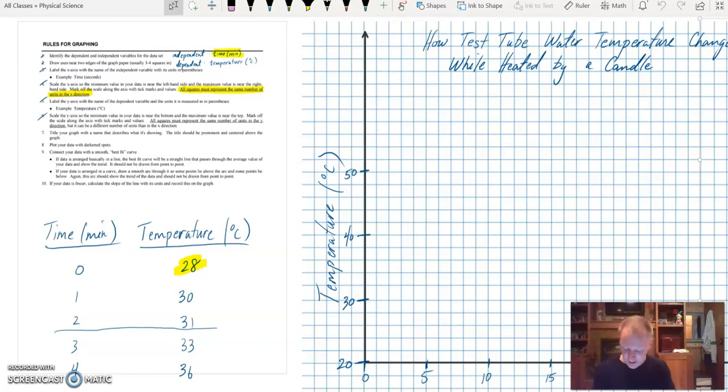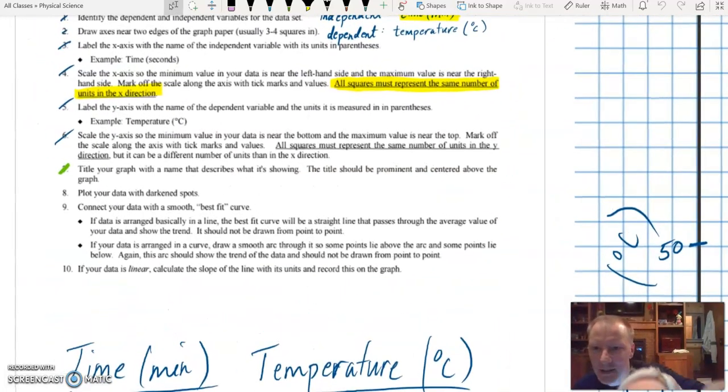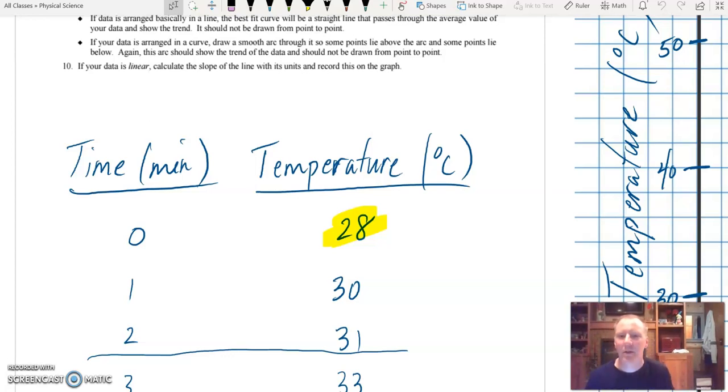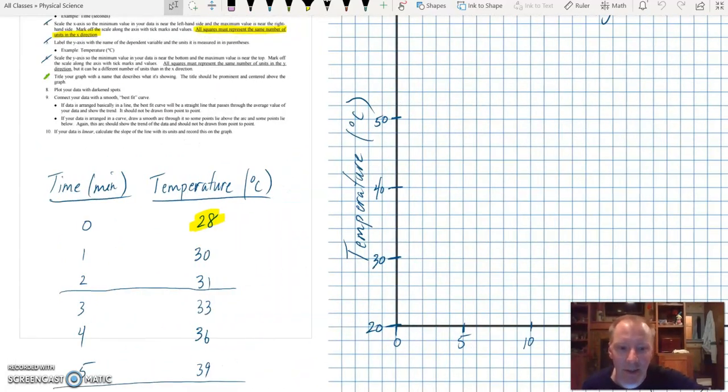We have just titled our graph with a very descriptive title. So I can cross off number 7. And then the next point, number 8, is to plot our data with darkened spots. And for that, we go down to our data here. And these are the points that we are going to plot on our graph as dots. Again, we won't be doing bar charts or any other type. These are called scatter plots, and so they go with dots.